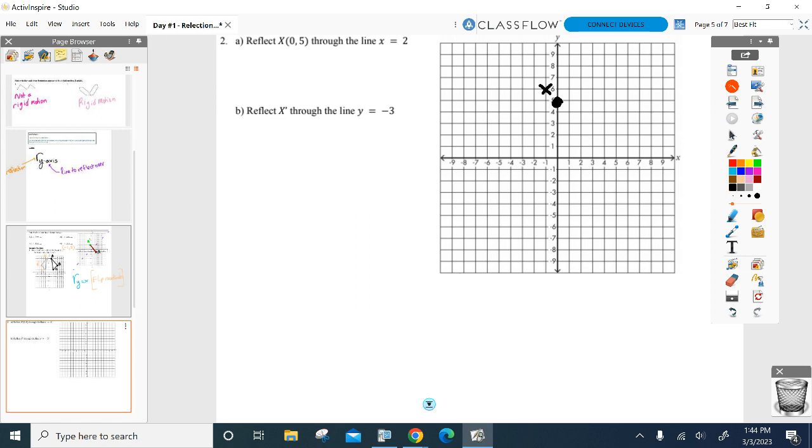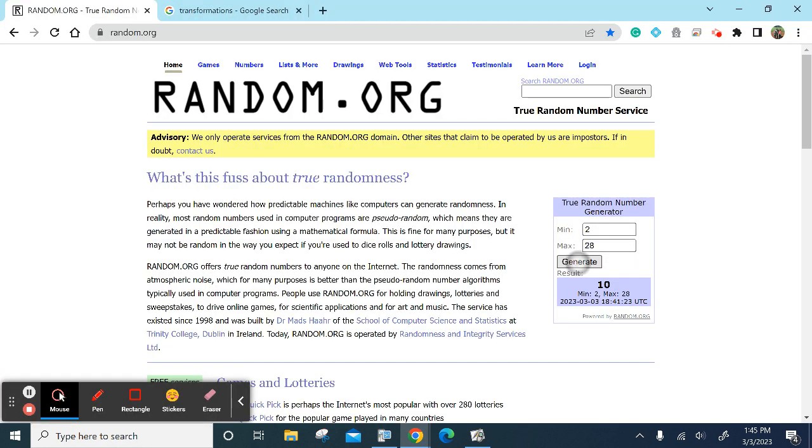X equals 2. What type of line do you think we're reflecting now? Vertical line. Y equals was horizontal, X equals vertical. So I'm going right through X equals 2. Vertical line going through 2. Go ahead, count the distance and match it on the other side. Distance remains the same. And let me know what X prime ends up being when you count it.